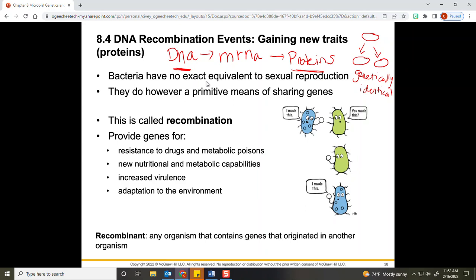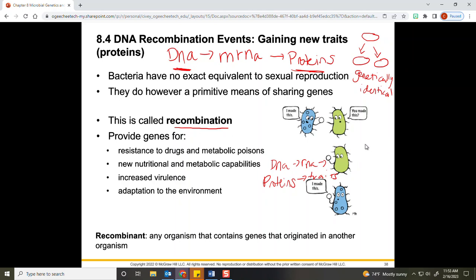So in order to increase genetic variation, these bacteria cells do have their own ways of sharing genes, and this sharing of genes is called recombination. They're recombining their genetics. So I like this little meme here. It shows a little blue guy that's a bacteria, and he's like, ooh, I made this. It's one of his little chromosomes or plasmids, and he's saying, here, you can have it. And so now that he has it, he turned blue, because remember, DNA, which converts to RNA, which eventually converts to proteins, is what gives us our traits.